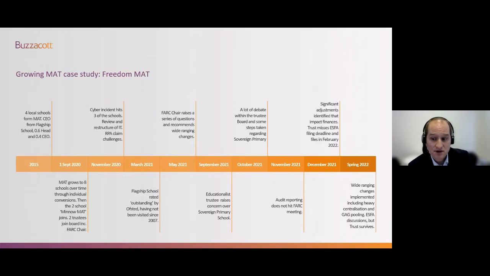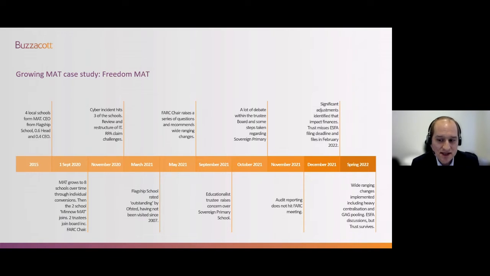But with all of this going on, they didn't hit their ESFA filing deadline, and this and the Sovereign Primary issue put them firmly on the regulators' radar, who started coming in and asking questions. Although the accounts did ultimately get filed in February the following year, the trustees had to put together quite a significant action plan to resolve all of this.